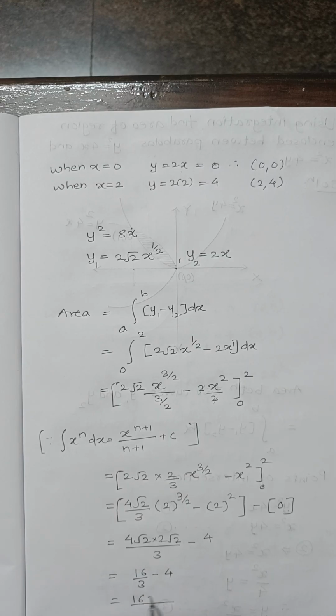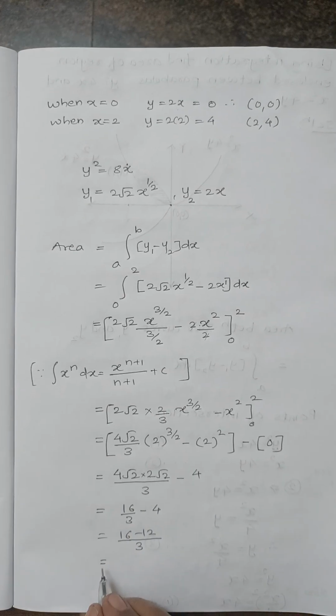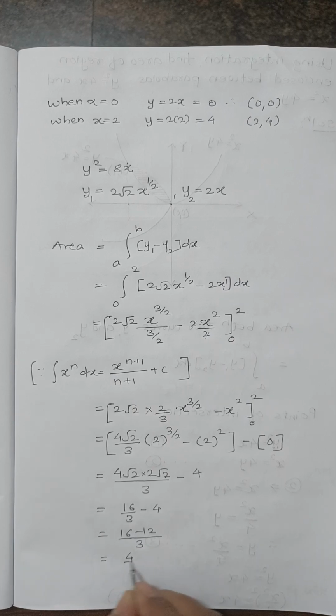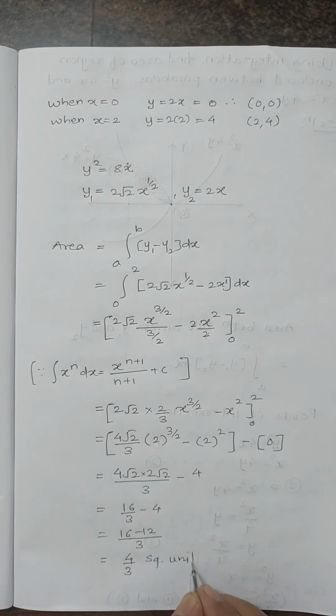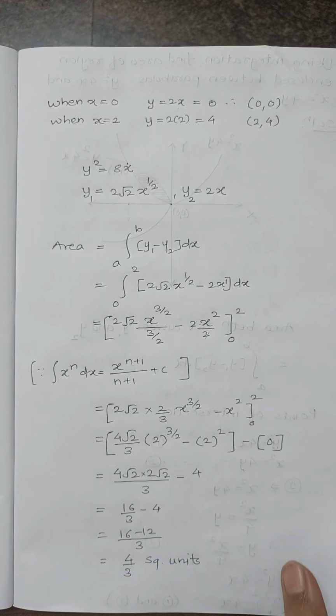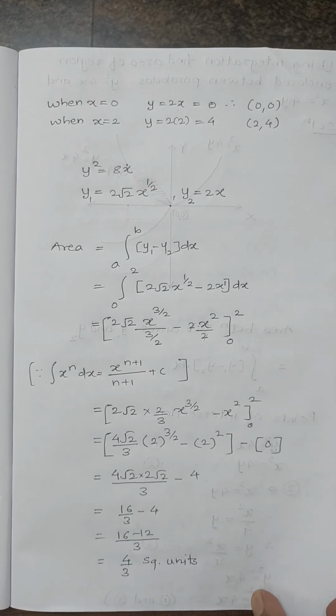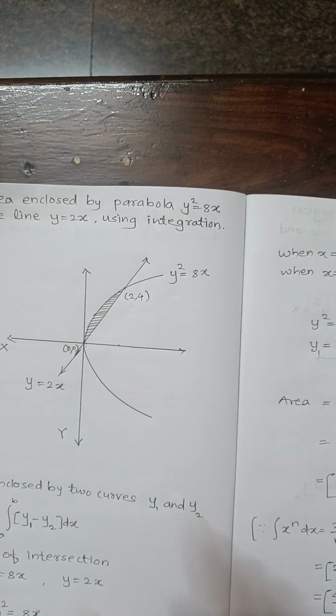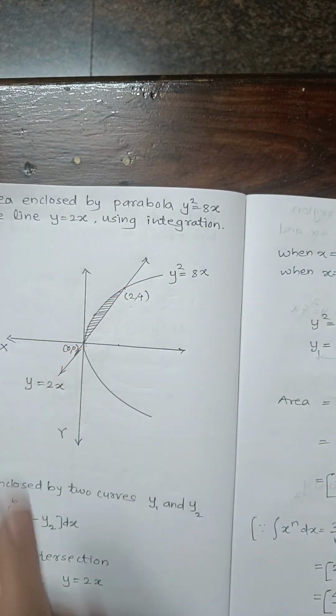That is 16 by 3 minus 12 by 3, that is 4 by 3 square units. Therefore, the required area is 4 by 3 square units. This area is 4 by 3 square units.